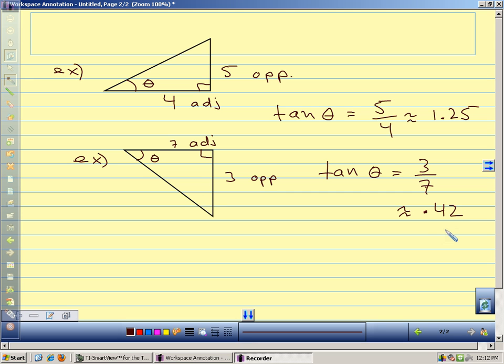So if they give you the sides of the triangle and they want the tangent ratio, this is all you have to do. Just put the opposite side divided by the adjacent side. Questions on that? 0.42, yes.